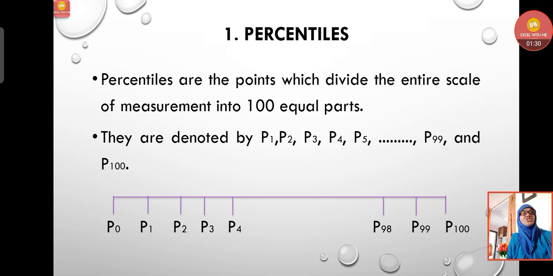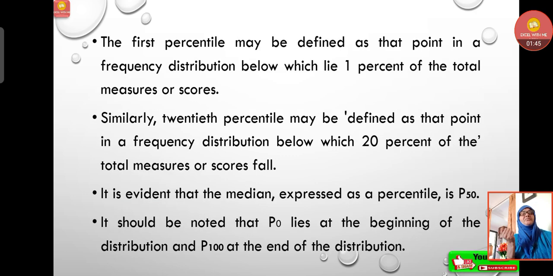Percentiles are the points which divide the entire scale of measurement into 100 equal parts. They are denoted by P1, P2, P3, P4, P5 and so on, P99 and P100, you can see here. Now the first percentile may be defined as that point in a frequency distribution below which lie 1% of the total measures or scores. Similarly, the 20th percentile may be defined as that point in a frequency distribution below which 20% of the total measures or scores fall. It is evident that the median expressed as a percentile is P50.